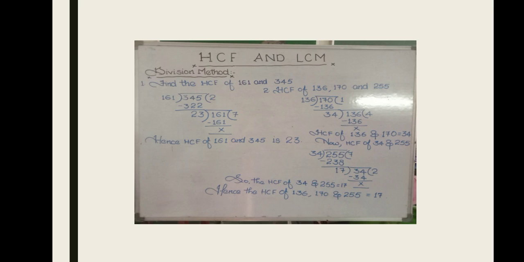So now we have the HCF 34 and 255. Among these the greatest number is 255 as the dividend and 34 as the divisor. It is possible by 7 times. 7 into 34 is 238, and 17 will be the remainder, and that will become the divisor, and 34 will become the dividend. And 2 times 17 is 34, and the remainder 0. So the last divisor, that is 17, will be the HCF of 136, 170 and 255.